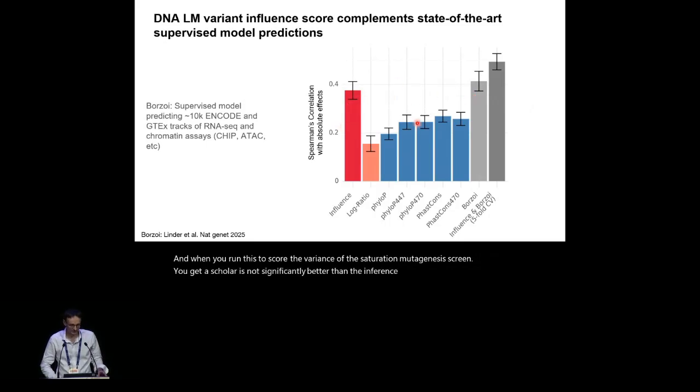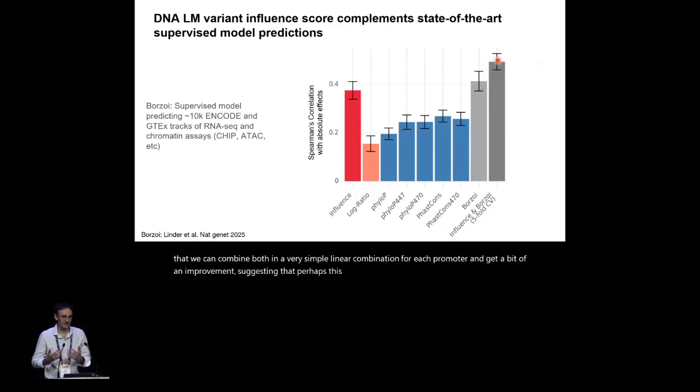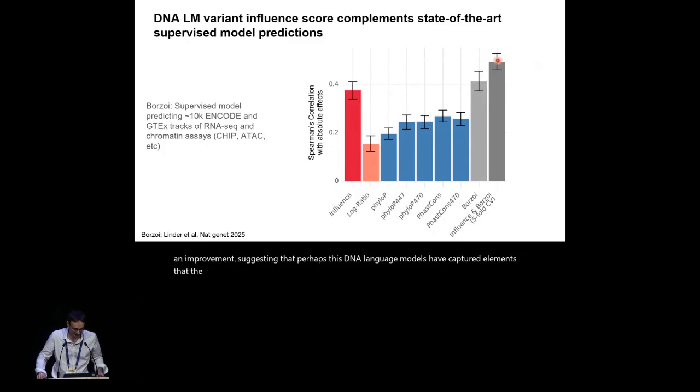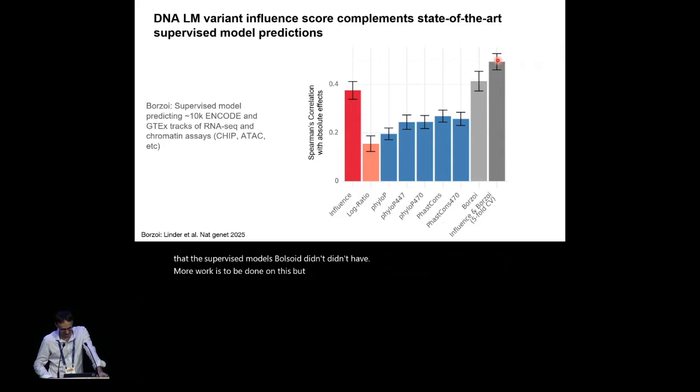And we could also show that we can combine both in a very simple linear combination for each promoter and get a bit of an improvement, suggesting that perhaps these DNA language models have captured elements that the supervised model Borzoi didn't have. More work is to be done on this, but this is interesting to see already.